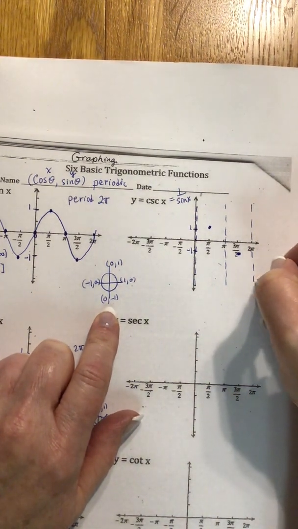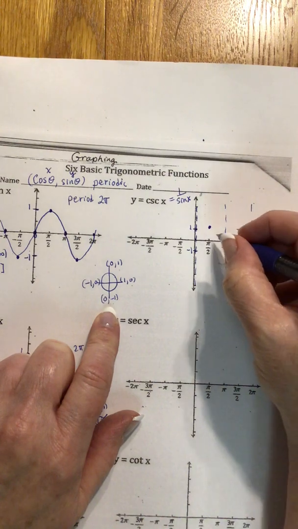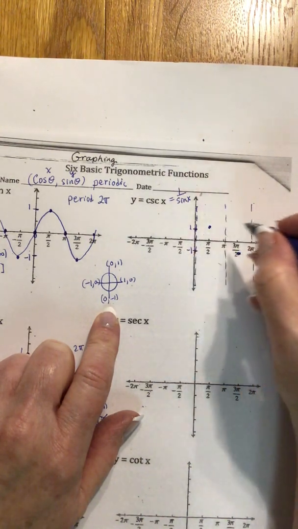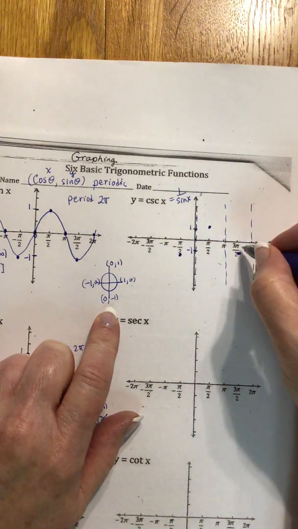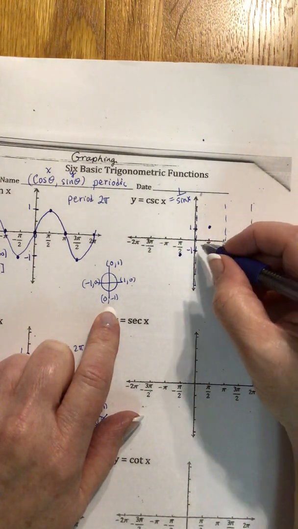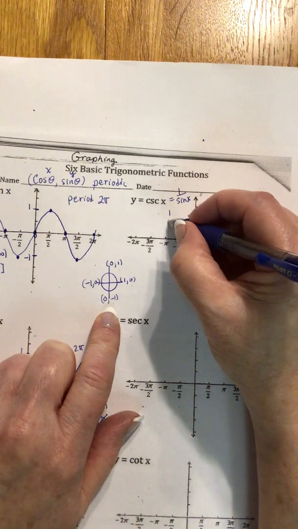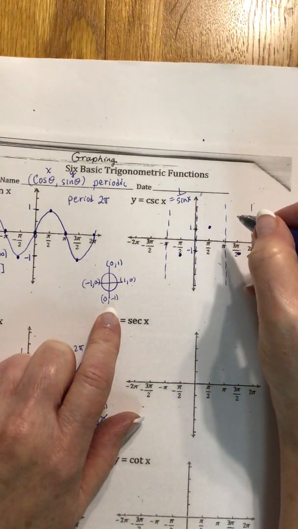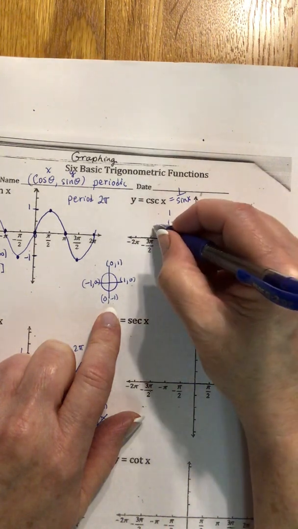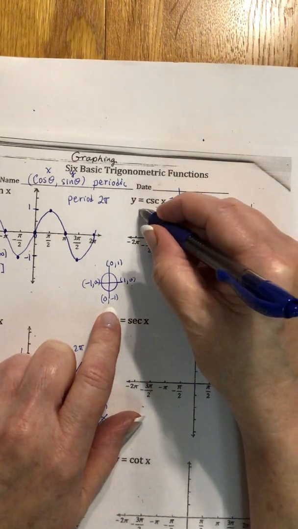So now I do the same thing. Asymptote, dot, asymptote, dot, asymptote, dot. So the dots this time are going to be negative 1. Asymptote, dot, asymptote, dot, asymptote, dot, and then asymptote again. And then a dot, so the dot's going to be where? Up to positive 1. And another asymptote.